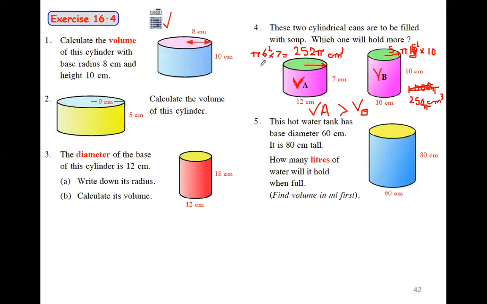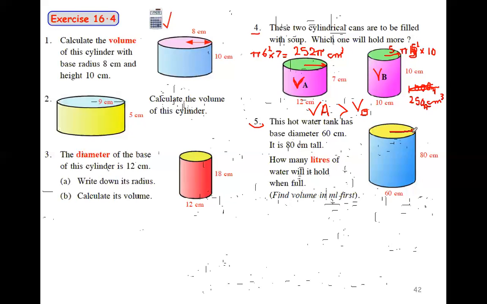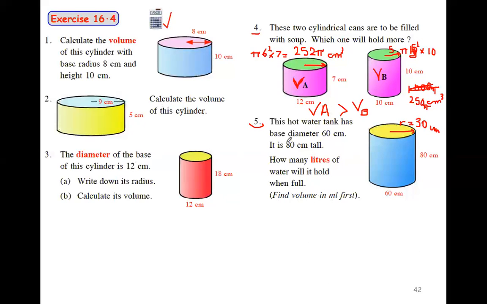Now for question 5, again, these are revision type questions. This hot water tank has a diameter of 60 centimeters, so straight away R is 30, it's half, so radius is half of 60, which is 30. So I'm putting what I've been given on my paper. It is 80 centimeters tall, so I've got a height. How many liters of water will it hold when full?